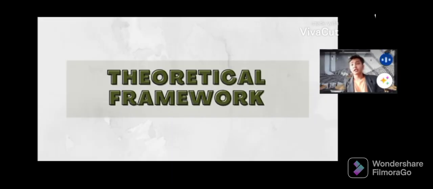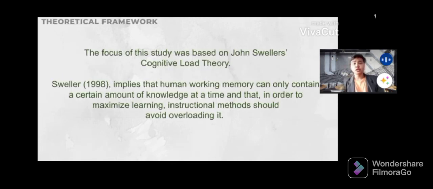Hi, I am Aldrin Loren Habok and I would like to discuss the theoretical framework. The focus of the study was based on John Sweller's cognitive load theory. The term cognitive load refers to the amount of information that the working memory can hold at a time. According to John Sweller's cognitive load theory, our working memory has a limited capacity for the information that we gather. So it means there's a possibility that we can forget other information in our working memory if it's overloaded from different information that we gather.